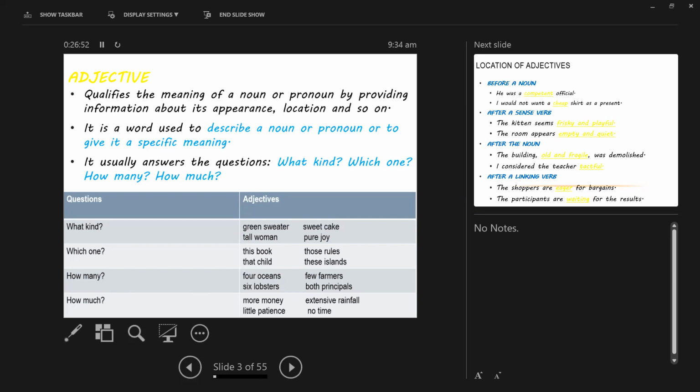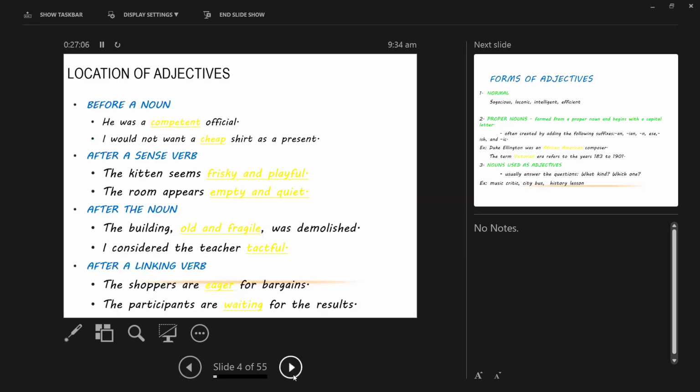Everything is clear? From Zoom, participants from Zoom, you can also drop your questions if you have any. So we have 11 participants in total. Okay, let's move on. Now, there are different locations of adjectives. Where can we find them in a sentence? Sabi ko sa inyo magkape kayo, nakakaantok ng lesson na to.